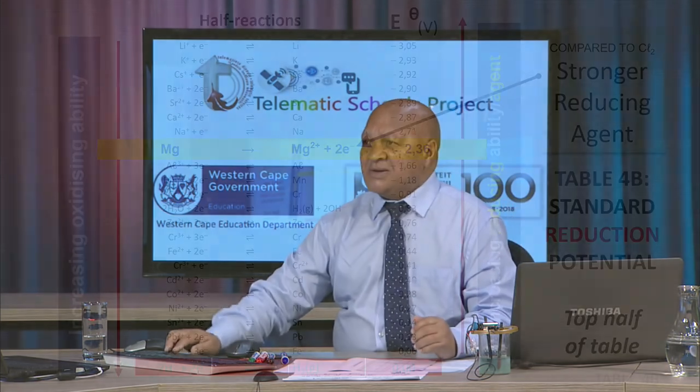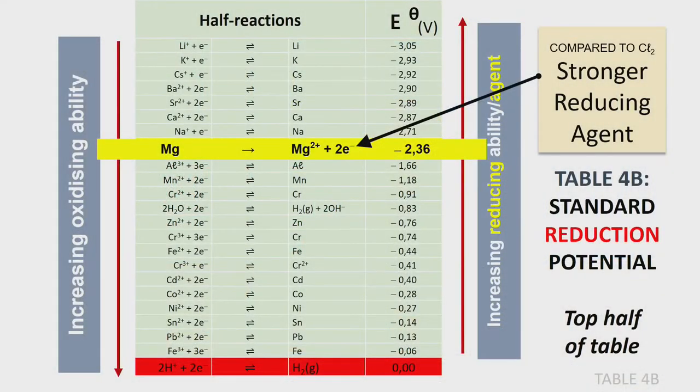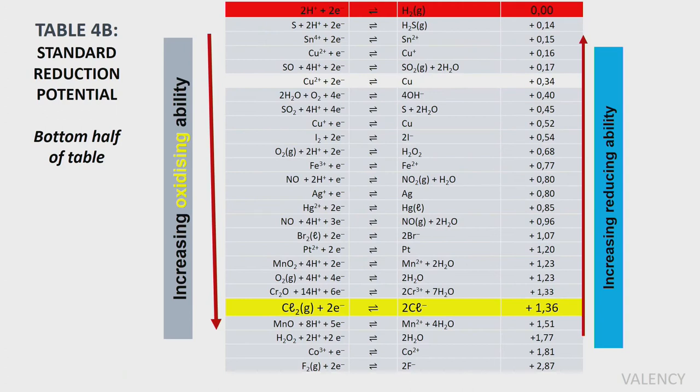Now, for the next step, what happens to the chlorine on the same table? And where do I get this table from? Just after this, I'll show you the table quickly. But let's just look at the chlorine. Okay, so there's my bottom half of the table, which I'll show you now.